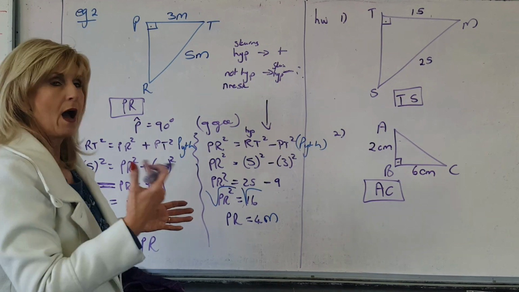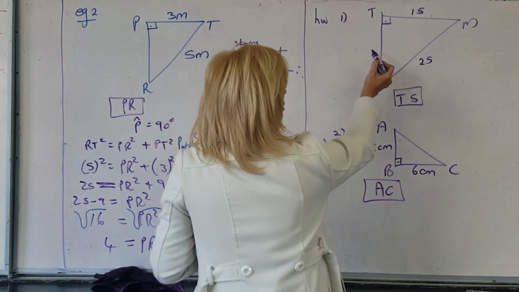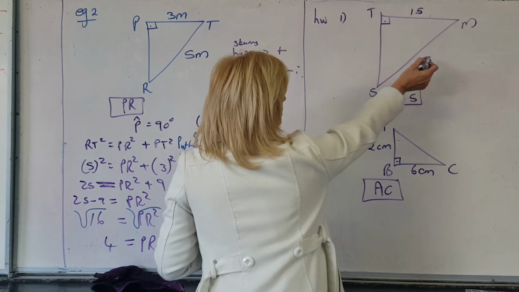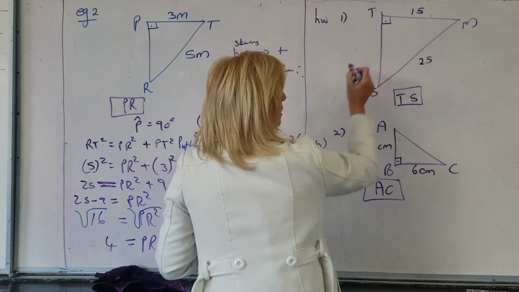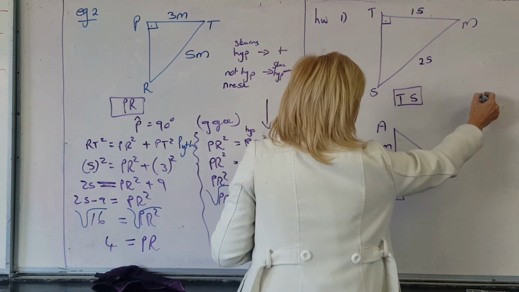I'm going to do it this way from now on. So if I see that I'm not, where's the hypotenuse? T is the angle that's 90, so this is hypotenuse. So the one I'm looking for is not hypotenuse. So this must be a minus sum.